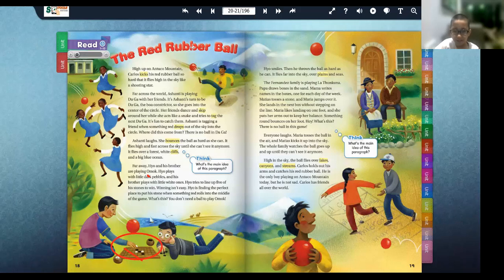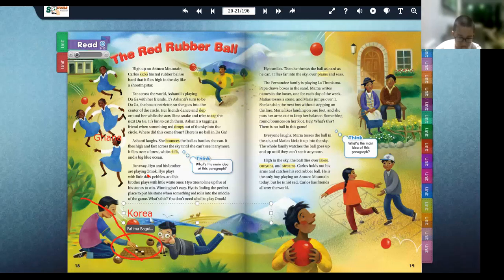So the red rubber ball went to this one. So this is in Ghana. That's why the red rubber ball travels around the world. This is Korea. And next, we have the next one, playing Latunkuna. What's that? Latunkuna. Where does that game come from? It's from Bolivia.